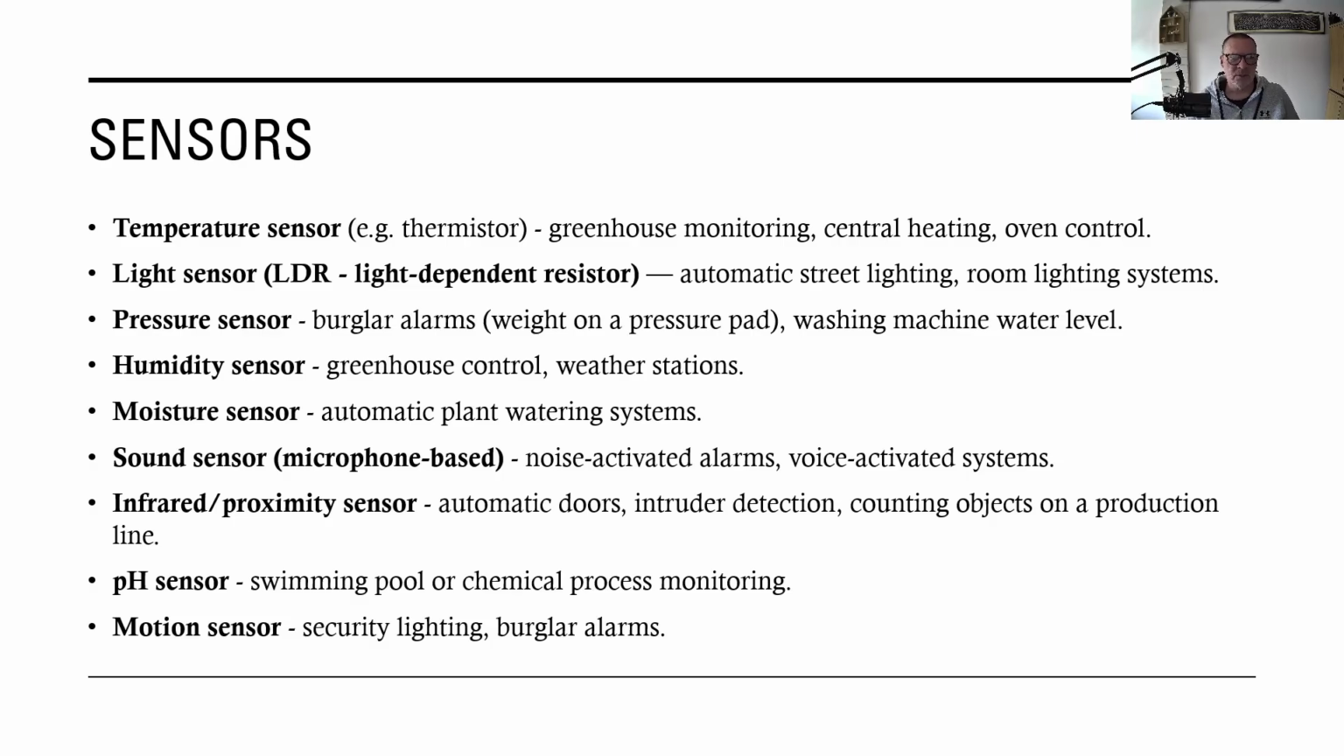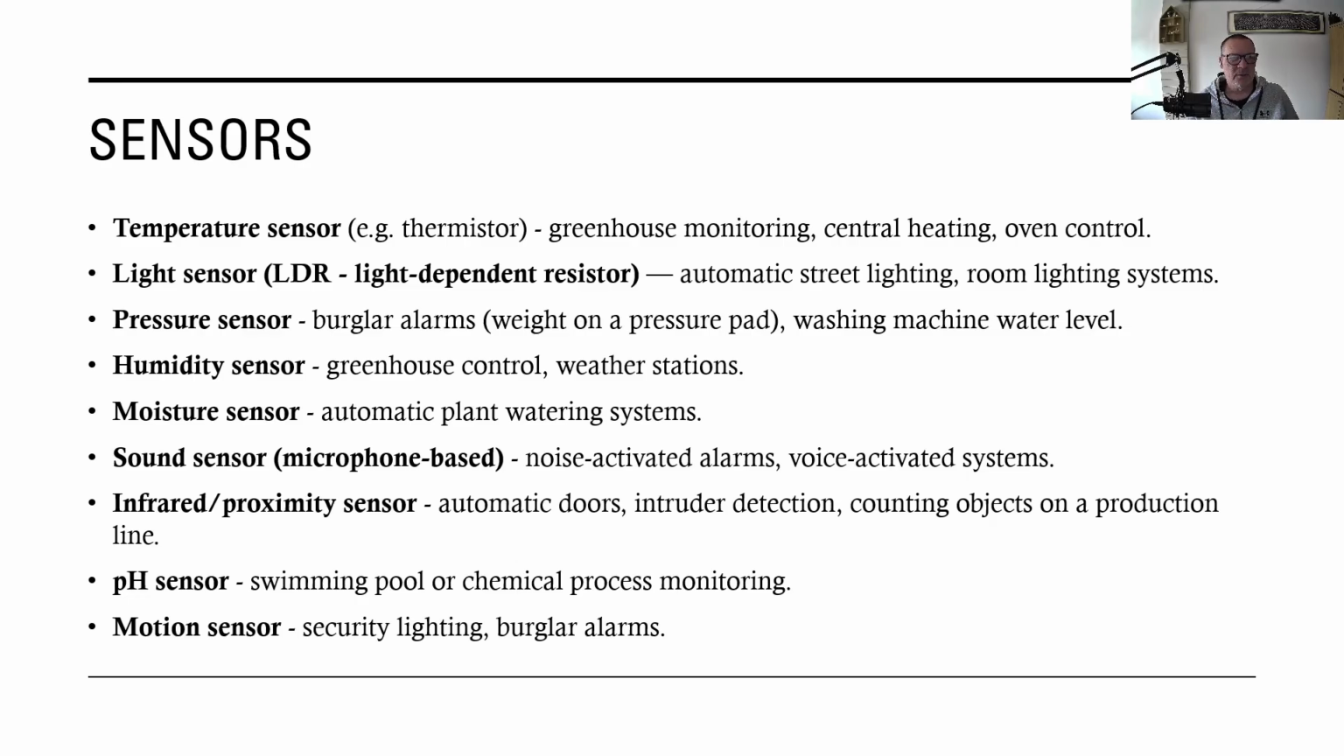A temperature sensor, sometimes referred to as a thermistor, could be used, for example, in greenhouse monitoring, a central heating system, or an oven. It will just detect changes in temperature, and it does so electronically. A light sensor, or light dependent resistor, will vary resistance based on the amount of light hitting the sensor. It could be used in street lighting or in a house for room lights. A pressure sensor measures weight, so it's effectively a weight or pressure sensor, used in burglar alarms and washing machines.